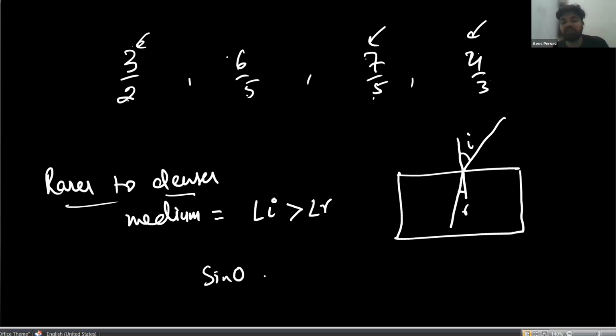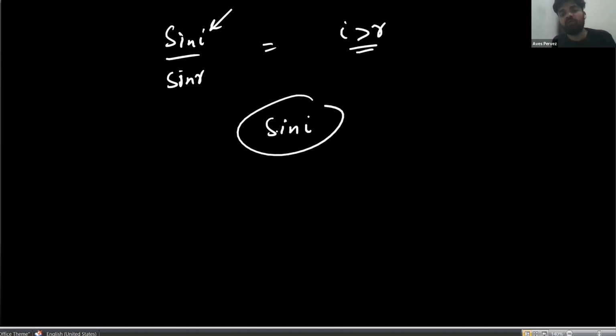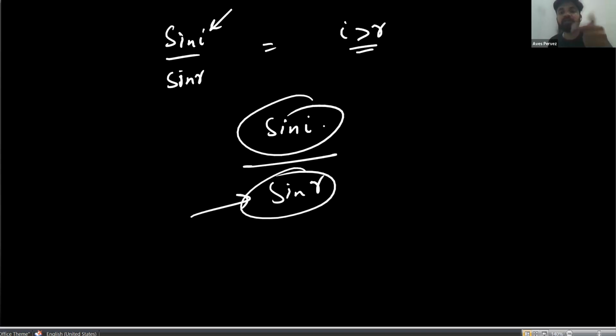And you know that in terms of sine, the more the theta, the more the value. Sine 0 is 0, sine 30 is 1 by 2, and so on. Up to 90, the value of sine increases. So if I is greater than R, the value of sine I will be more. If R is less, then sine R will be less.